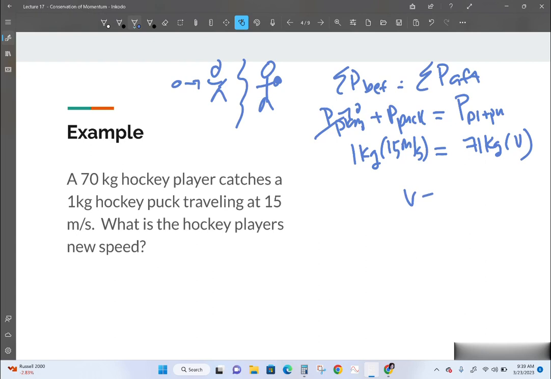The speed is going to be 15 divided by 71, or 0.211 meters per second. And it's positive, they're moving in the same direction as the puck was moving. Pretty easy.